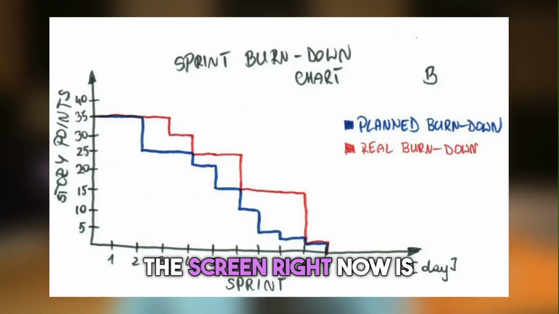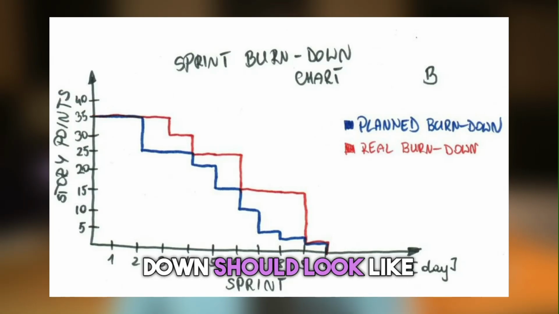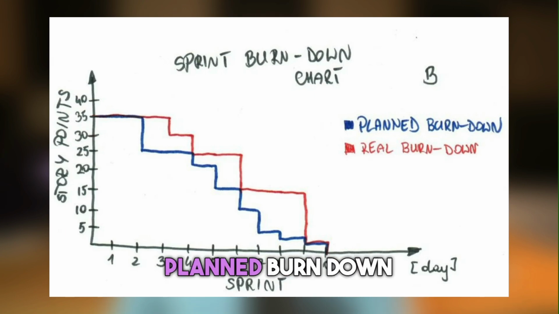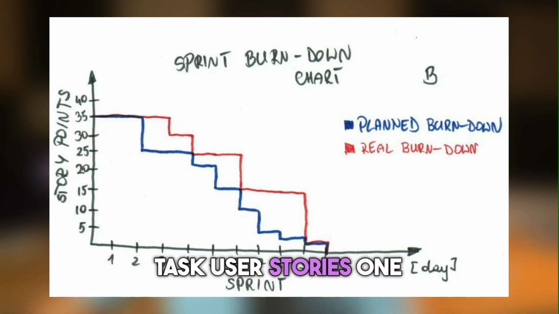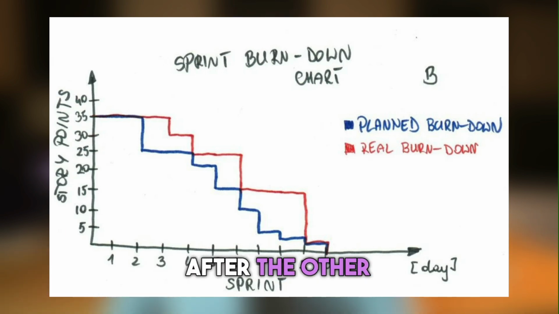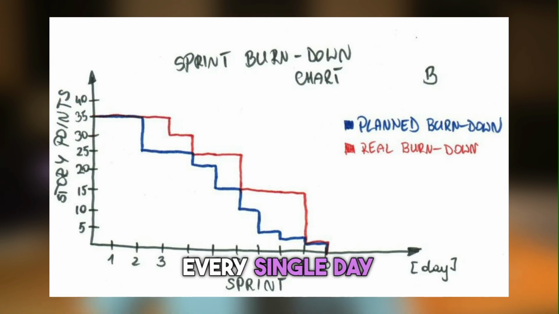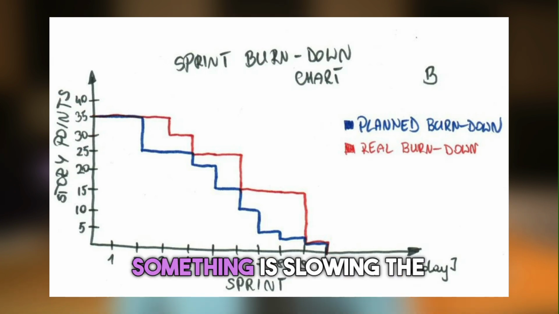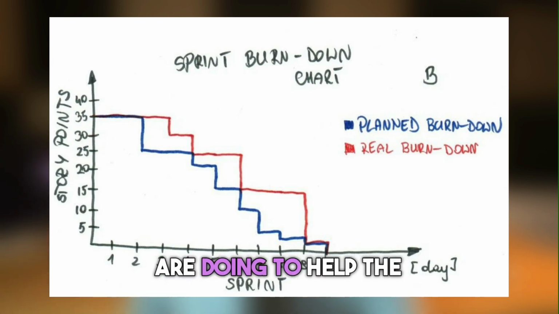What you're seeing on the screen right now is what a good sprint burndown should look like. The blue line is the planned burndown. This is the best case scenario. A team with a perfect workflow moves slowly, task, user stories, one after the other. They try to get at least 1 day of work done every single day. When something is blocking the team, they have an impediment, something is slowing the team down, they don't pick new work. Everyone stops what they are doing to help the person get unstuck.